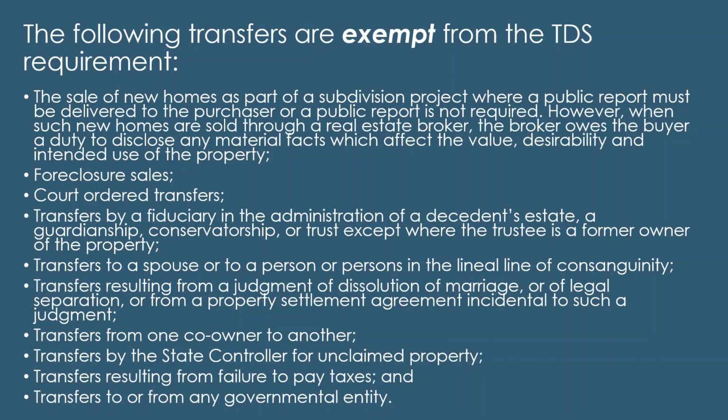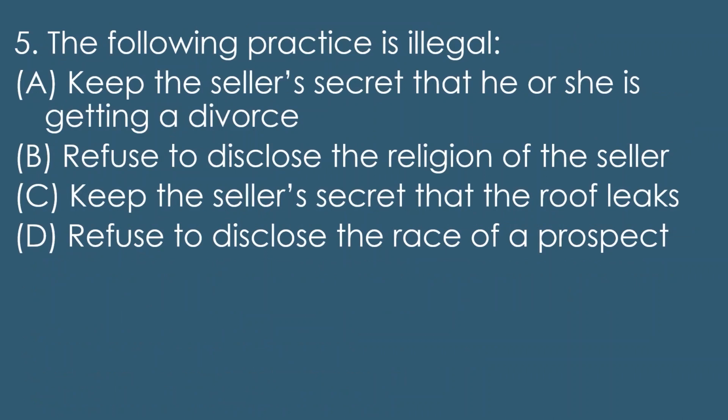But here's the list of it. Make sure to review this though. 5. The following practice is illegal. A, keep the seller's secret that he or she is getting a divorce. B, refuse to disclose the religion of the seller. C, keep the seller's secret that the roof leaks. D, refuse to disclose the race of a prospect.